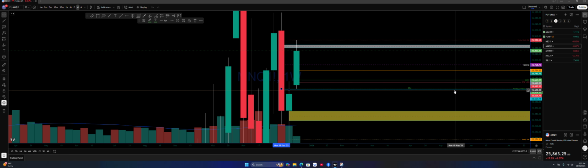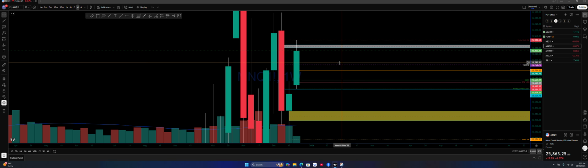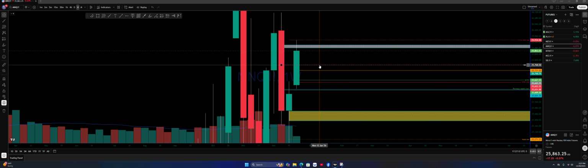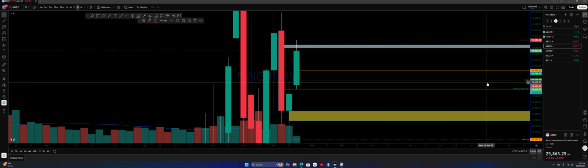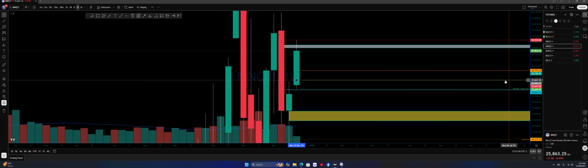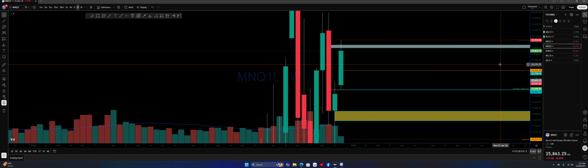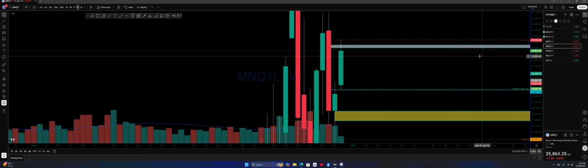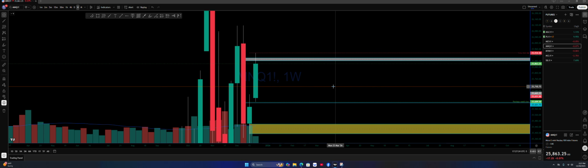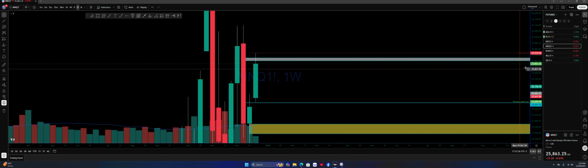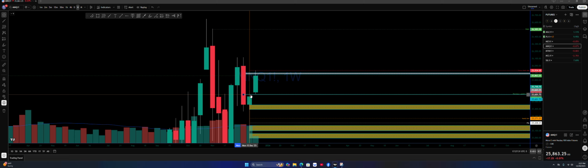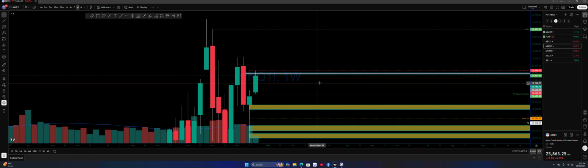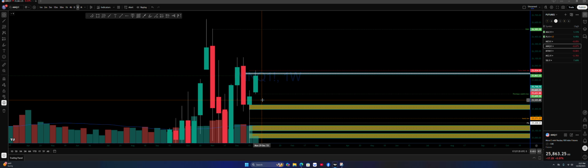I'm just gonna get rid of this. There's a fair value gap here, which I don't think is still significant. This is stop loss for a trade. Entry. I don't know what this is. Okay, so previous week's high, low, right? And then I'm just cleaning this bad boy up.